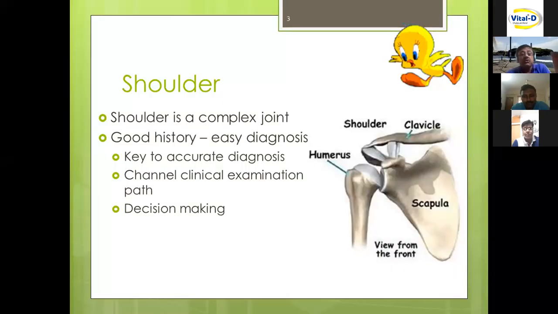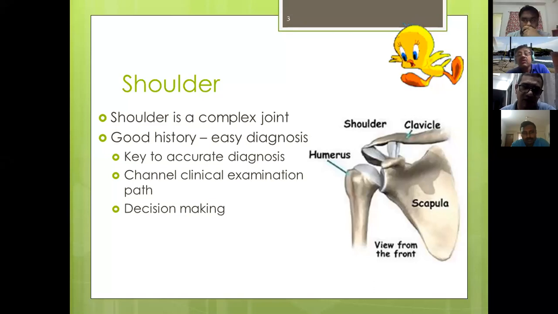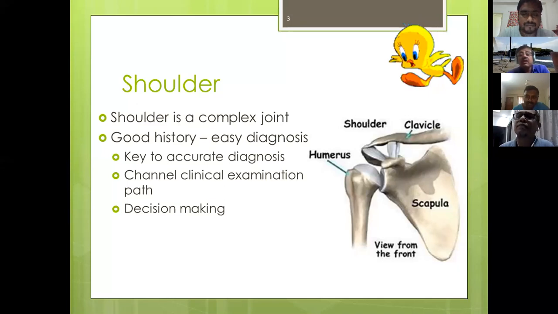And it will lead to accurate diagnosis. I cannot see. You cannot see? No. Okay. Can everyone see the screen? Yeah, we can see your shared screen. Yeah, we can see, sir. Continue. Okay, some personal problem in network. Okay.